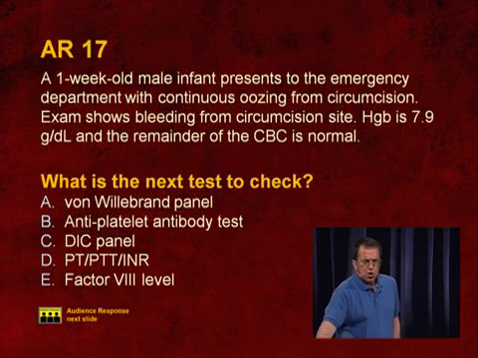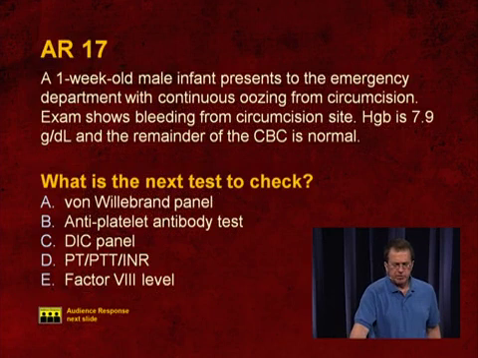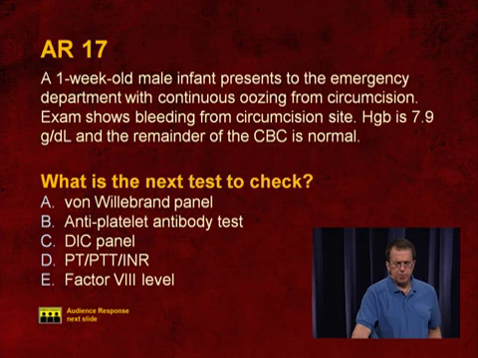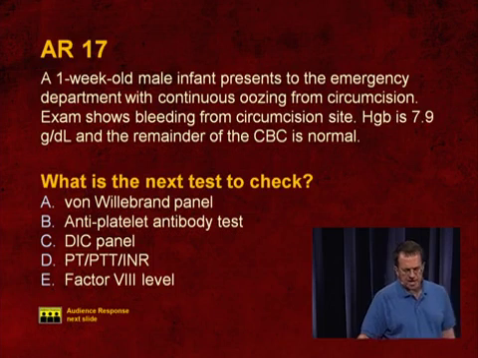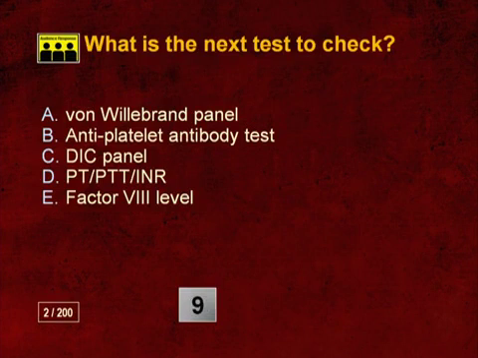Okay. A 1-year-old male infant presents to the emergency department with continuous oozing from a circumcision. Exam shows bleeding from the circumcision site. Hemoglobin 7.9. The remainder of the CBC is normal. Okay. Von Willebrand, antiplatelet antibody test, DIC, PT, PTT, INR, factor 8. What do you want to do?